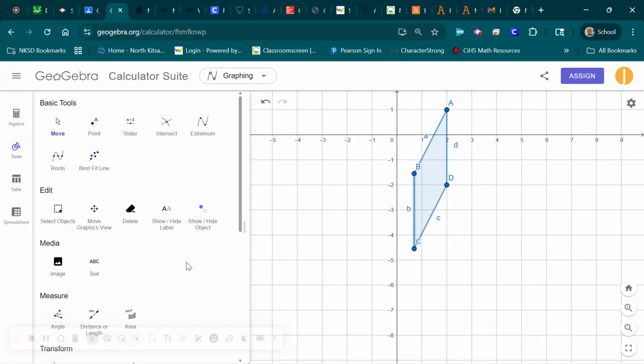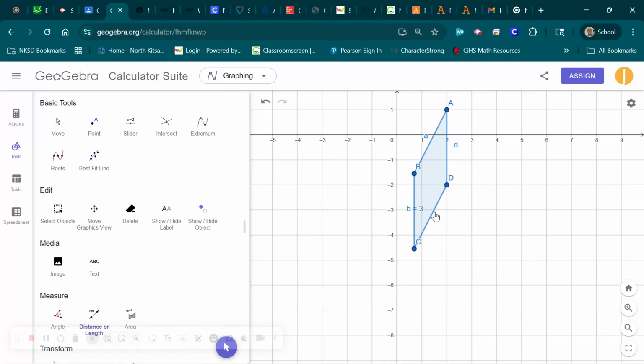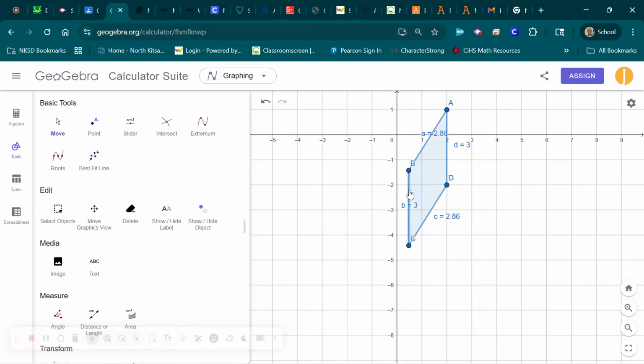So let's see how good I did. If I measure the length, okay, that one's 3, that one's 2.86, that one is 3, and this one is 2.86. Okay, so I've got some adjusting to do, don't I? Right now it's not a rhombus. So I'm going to try, let's see, I need to make that one 3, so I'm trying to drag that out so it's 3.